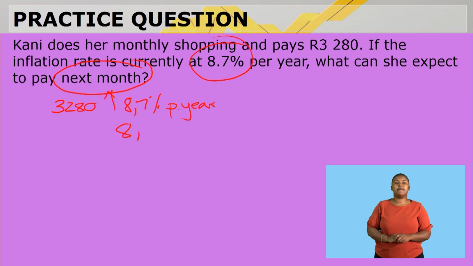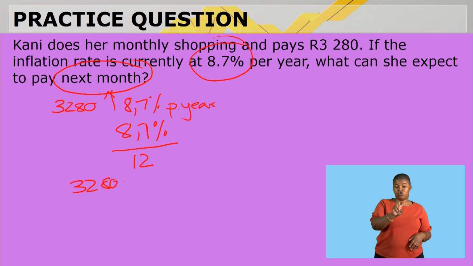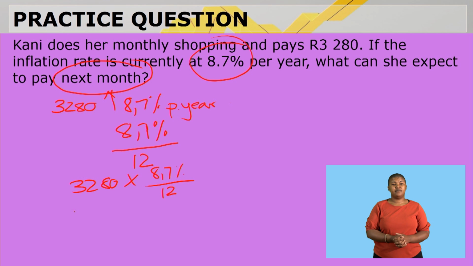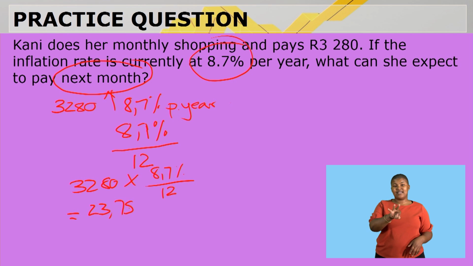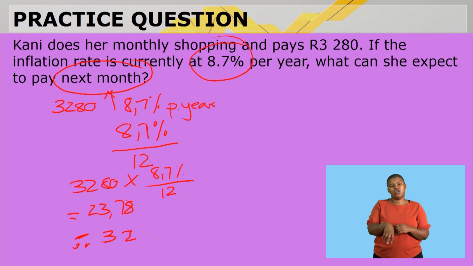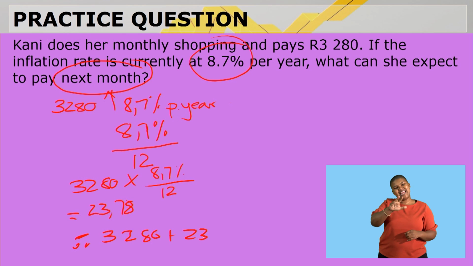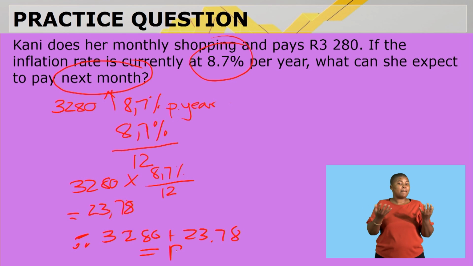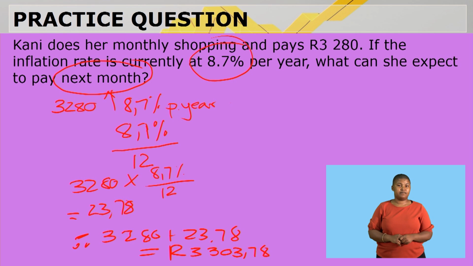So the first thing that we do, just like compound interest, is we calculate the average over 12 months because we're only working with a month. So what's going to happen? 3,280 times 8.7% divided by 12, and that is then 23 Rand 78. So her shopping is increasing with 23 Rand 78, so it's 3,280 plus the 23 Rand 78, and that is then next month she is going to pay 3,303 Rand 78, unless she buys some extra chocolates.